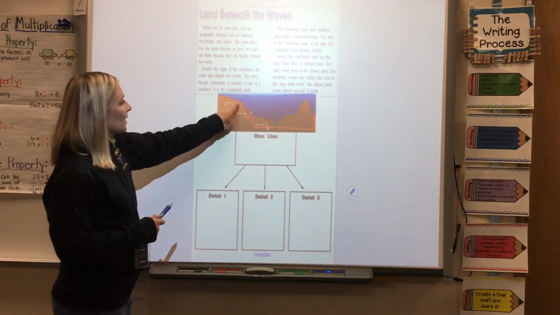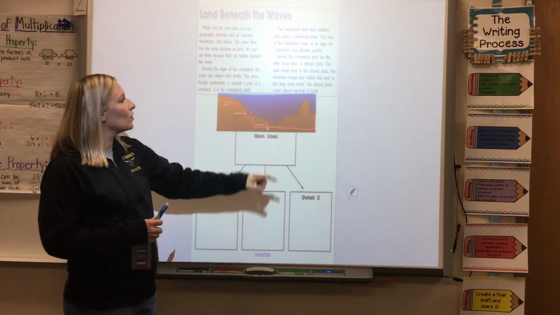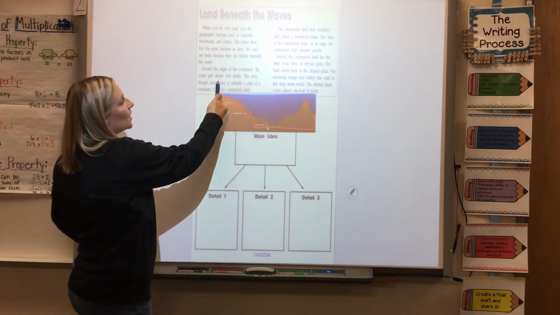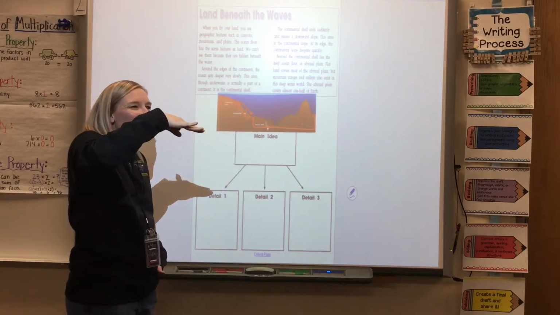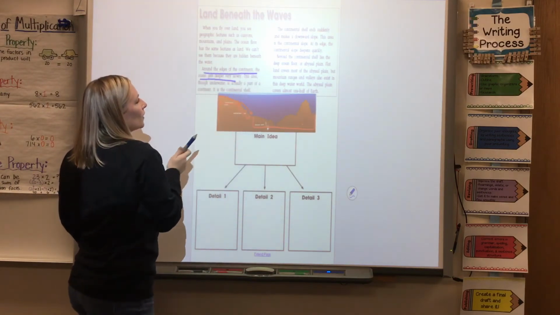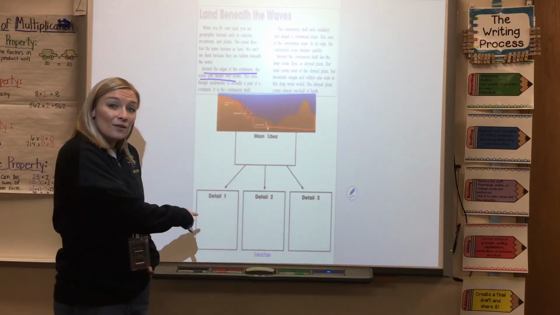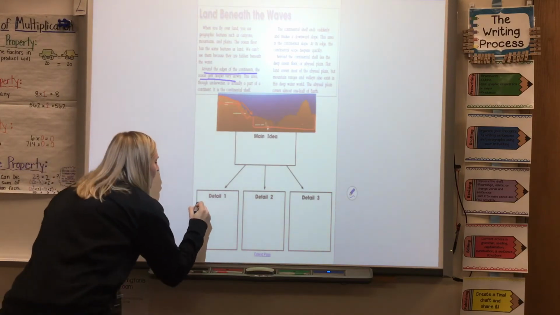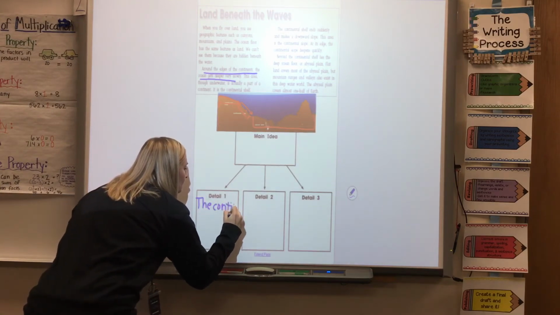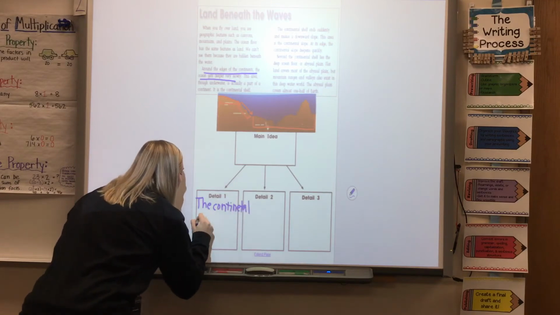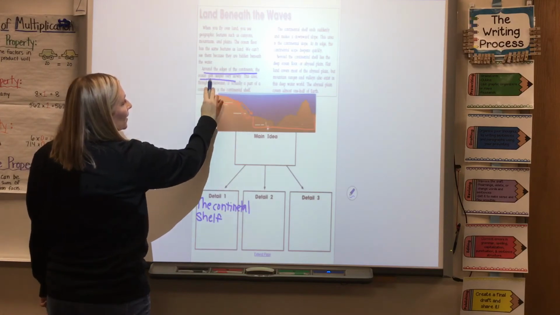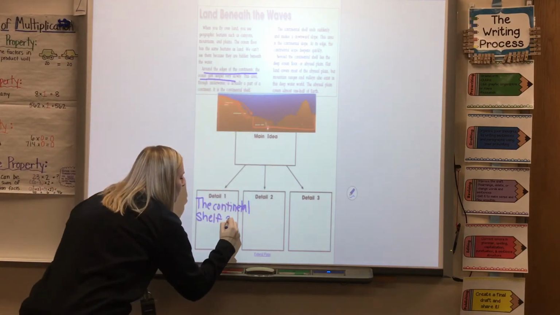So the first part is the continental shelf. So I want to know where it's talking about the continental shelf. So it says at the edges of the continents, the ocean gets deeper very slowly. So that's where it just kind of slowly goes down. So that's called the continental shelf. So for my detail 1, I'm going to write that in. The continental shelf gets deeper very slowly.